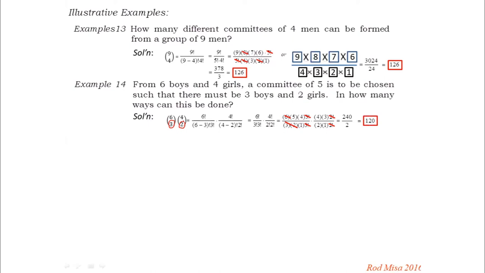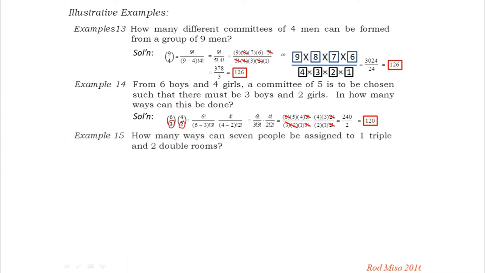Hence, we can say that there are 120 ways we can form a committee of 5, wherein that committee must consist of 3 boys and 2 girls. Now, let's proceed to the next problem. How many ways can 7 people be assigned to 1 triple room and 2 double rooms?